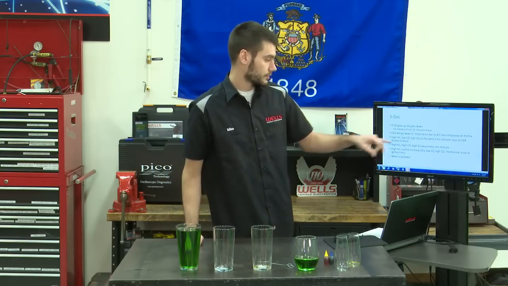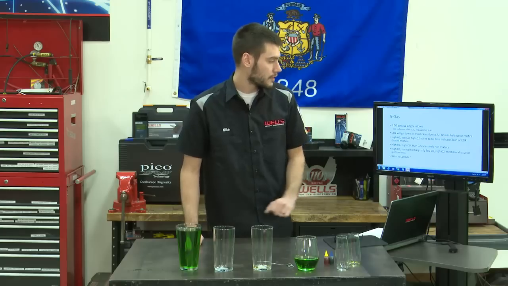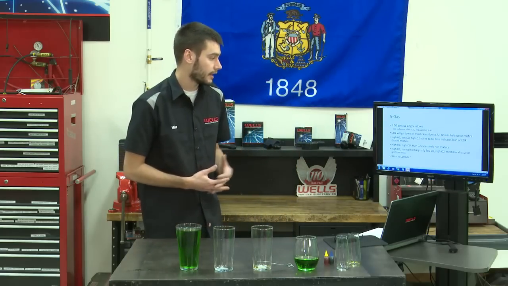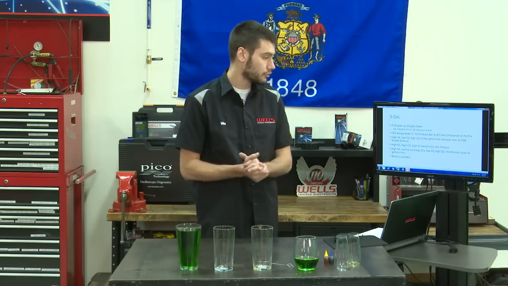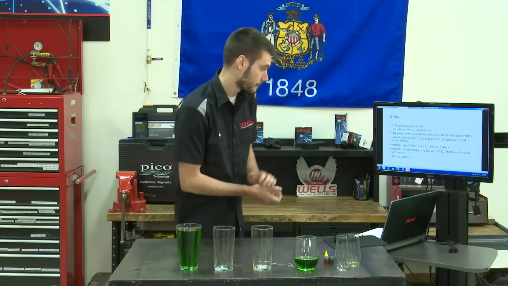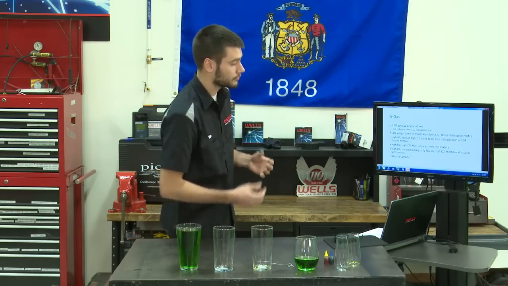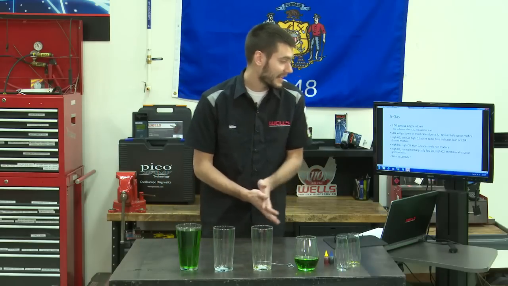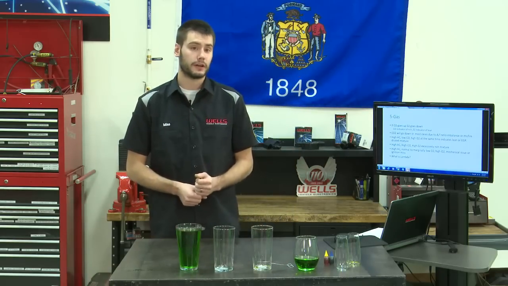High hydrocarbons, low CO, high O2, at the same time indicates a lean or EGR diluted mixture. High hydrocarbons, high CO, and high O2, excessively rich. High hydrocarbons, normal to marginally low CO, and high O2 could indicate a mechanical issue or an ignition misfire.